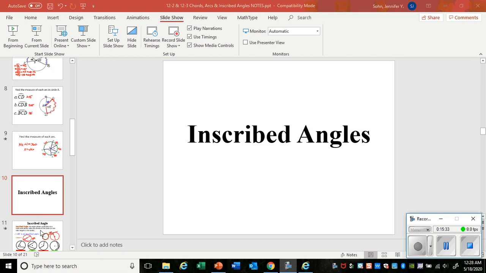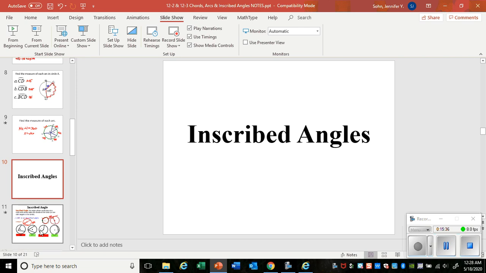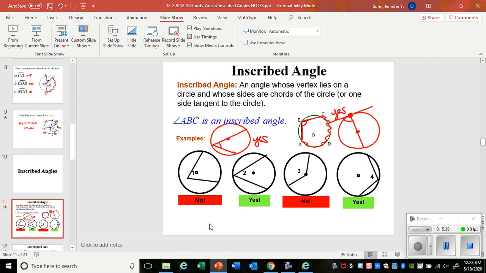Next thing we're going to look at is called inscribed angles. An inscribed angle means an angle whose vertex lies on a circle and whose sides are chords of the circle, or one side is tangent to the circle. So an example is you have a line through a center. This is a diameter. And then you have a chord, okay? So right here, angle ABC is an inscribed angle.